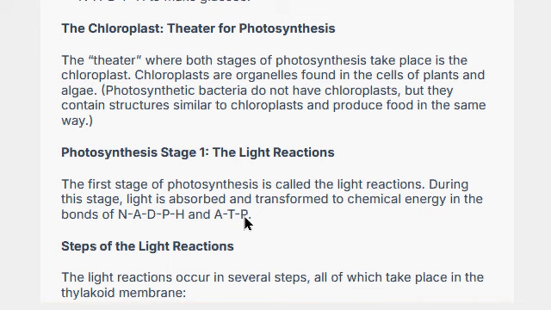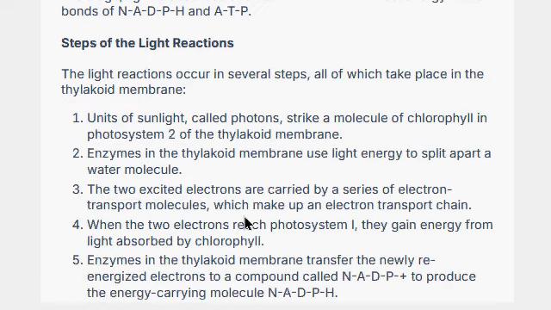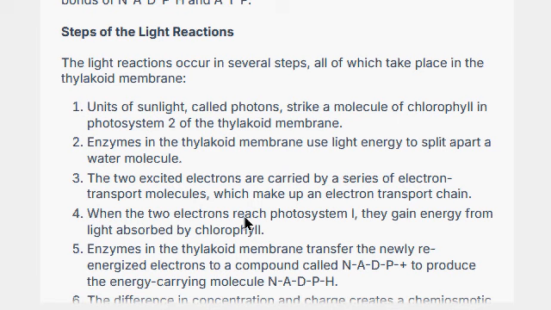Photosynthesis Stage 1, the light reactions. The first stage of photosynthesis is called the light reactions. During this stage, light is absorbed and transformed to chemical energy in the bonds of NADPH and ATP. Steps of the light reactions. The light reactions occur in several steps, all of which take place in the thylakoid membrane.